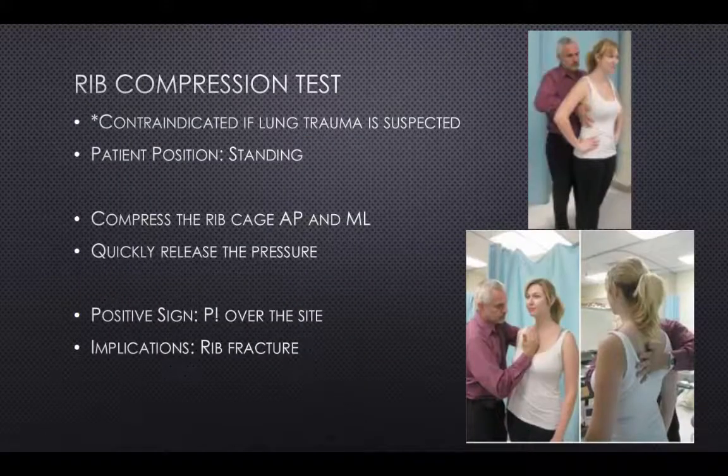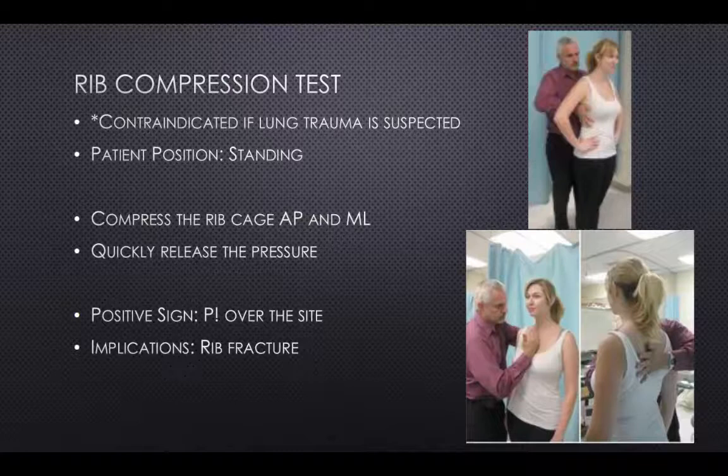It is important to note that the rib compression test is contraindicated if lung trauma is suspected. The rib compression test is performed by having our patient standing. They may be seated or on the edge of the table as well, with the arms hanging by the sides. The examiner stands to the side of the patient with the hands on the anterior and posterior aspects of the rib cage. The examiner then pushes the hands together to compress the rib cage and then releases the pressure. A positive test will result in pain or point tenderness with compression of the rib cage. This may indicate the possibility of a fracture, a contusion, or a costal-chondral separation.